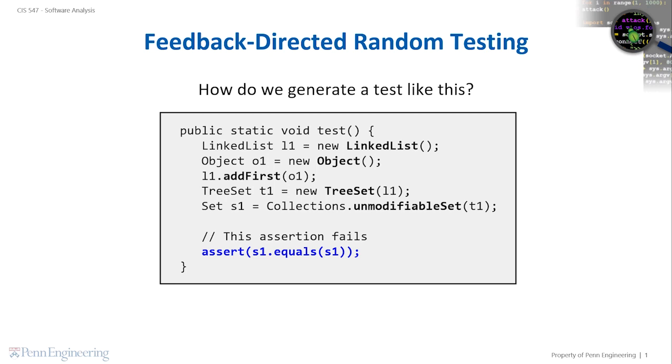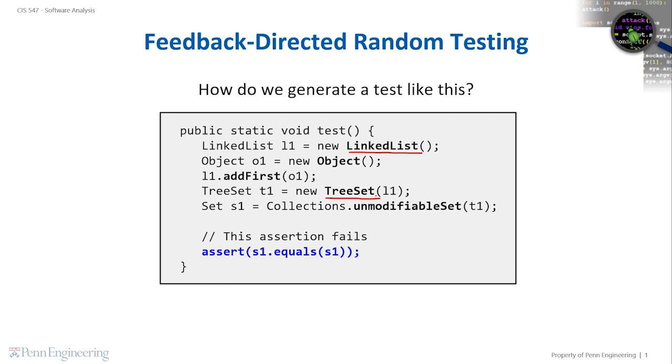In this lesson, we will study a technique called feedback-directed random testing, first conceived in a tool called Randoop, which stands for Random Tester for Object-Oriented Programs. Let's look at a concrete example that involves testing the API of various container classes in Java's standard library, such as linked list and tree set.